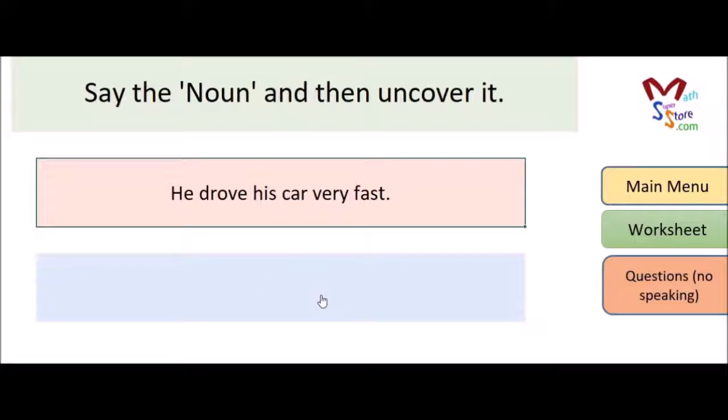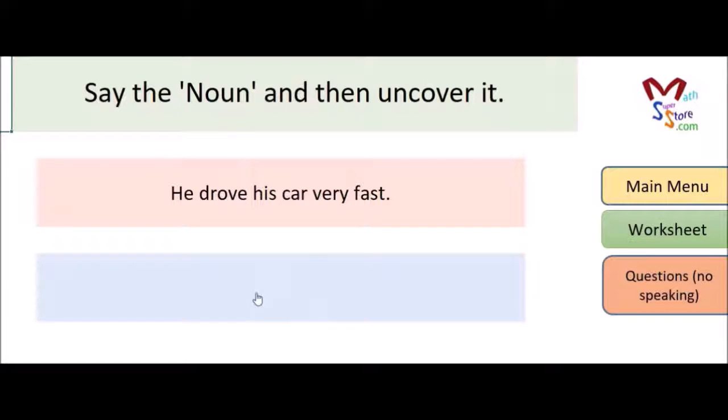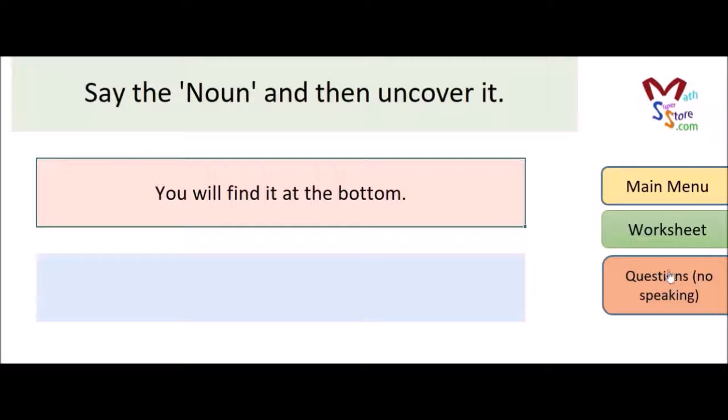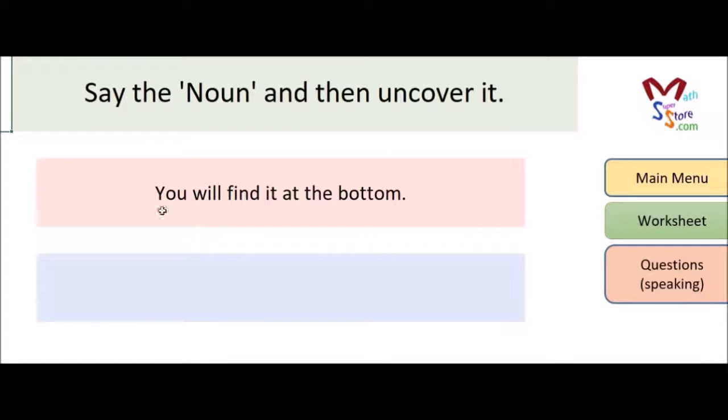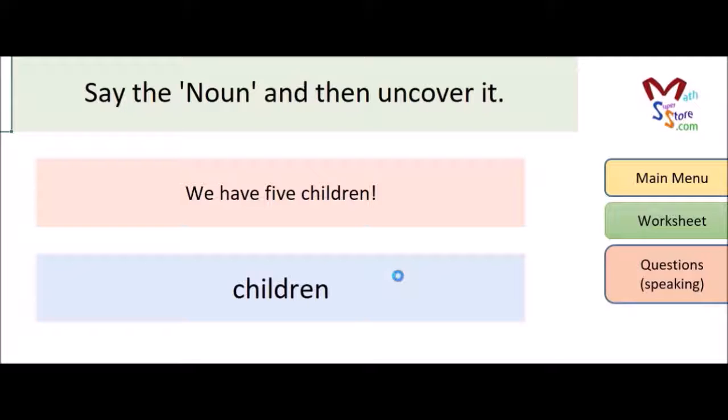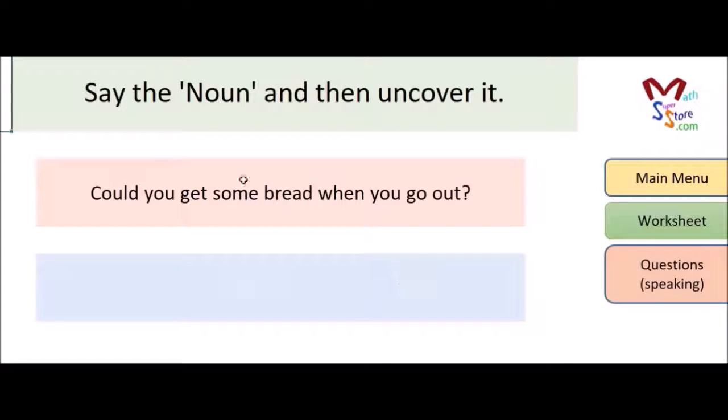Click on it. He drove his car very fast. It will speak the answer and we're finding the noun, so it must be car. You will find it at the bottom. We can select questions with no speaking and then the teacher's in full control of students reading it out or giving the answers. We have five children. Finding the noun again, it must be children. Could you get some bread when you go out? Must be bread.